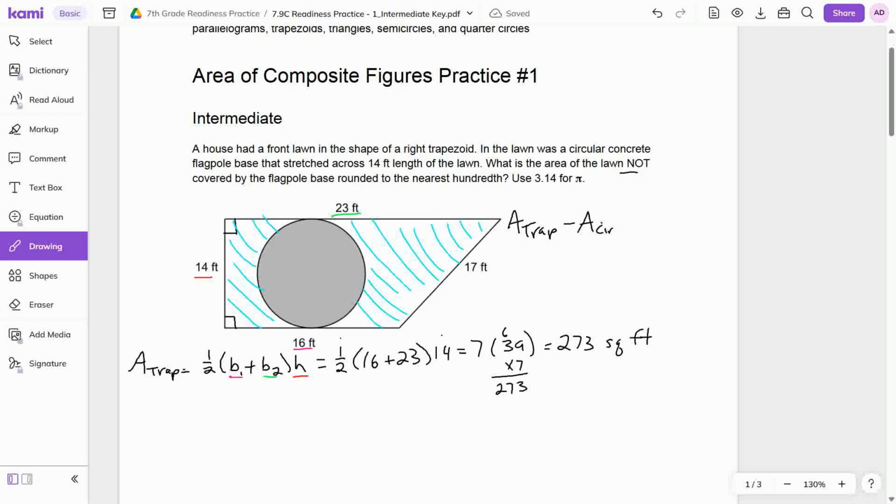That is the area of the entire lawn, including the circular base. Now we've got to find what that area is to get rid of it. So area of a circle is, remember, pi r squared. All right, so they don't give us the radius.